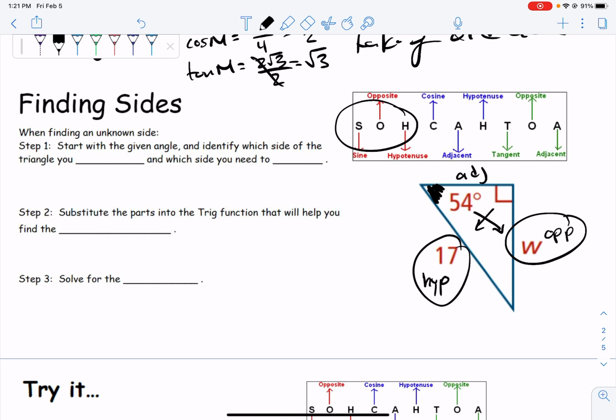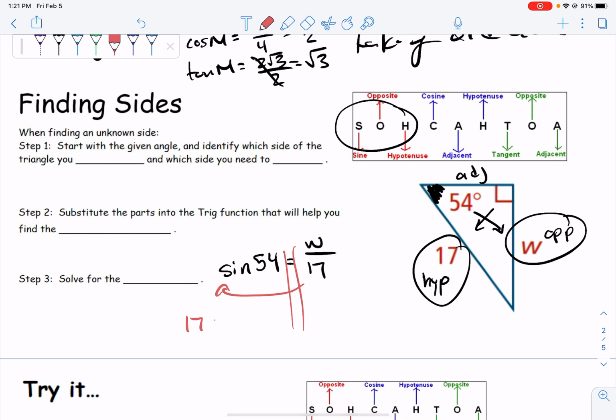So here's what I'm going to write on my paper. Sine of my angle, 54. I can't just put sine, I've got to put the angle after it. Sine of 54 is equal to the opposite, which is W, divided by the hypotenuse, which is 17. From here, you know how to solve the problem. It's just railroad tracks. You times both sides by 17. Please put the 17 before the sine. So you're going to put 17 sine 54 equals W.